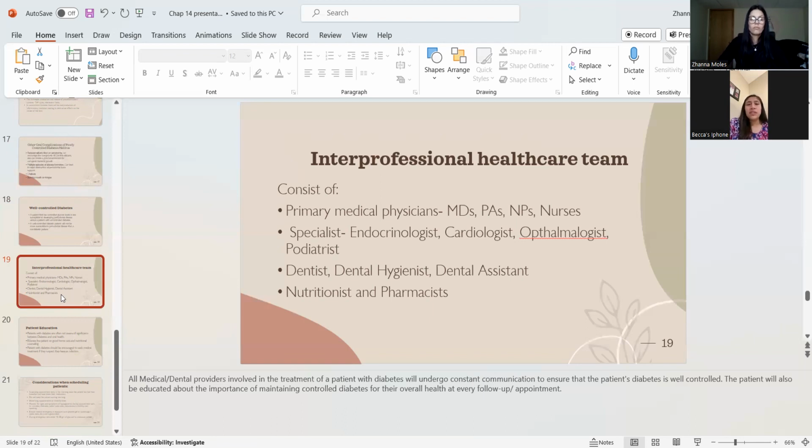This is going to consist of physicians such as MDs, PAs, NPs, any specialists such as an endocrinologist or cardiologist, ophthalmologist, even a podiatrist, dentist, dental hygienist, and dental assistants, and then a nutritionist and pharmacist. All these providers are going to be involved in the treatment of a patient who has diabetes. It's going to ensure that there's constant communication, ensuring that the patient's diabetes is well controlled, and that the patient is constantly educated on the importance of keeping their diabetes controlled for their overall health at every appointment and follow-up.